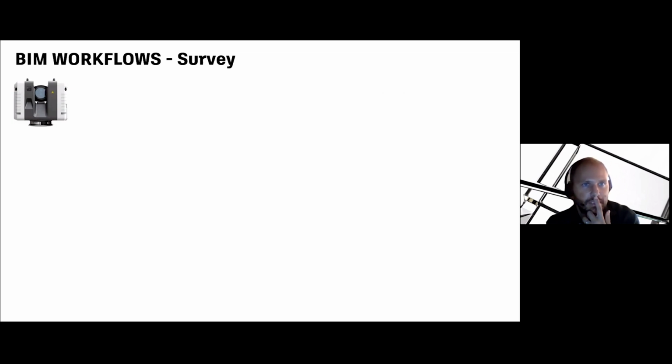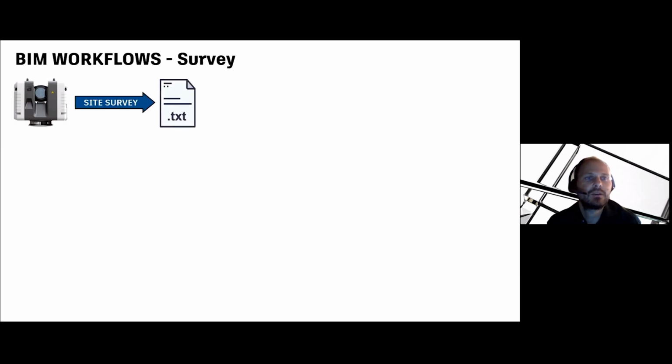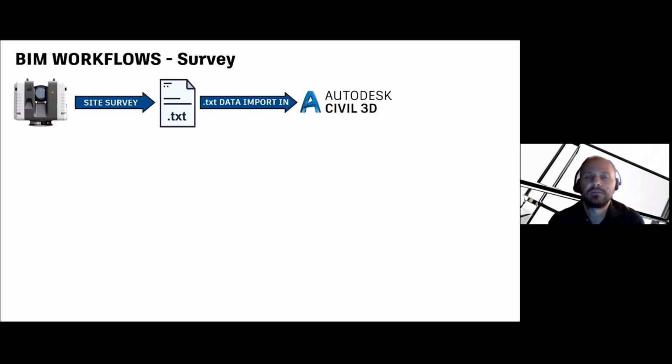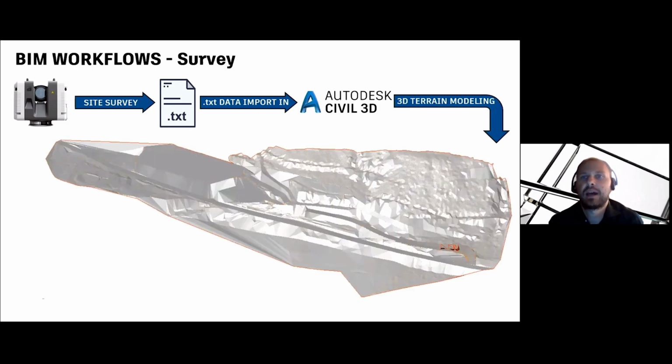So let's start with the BIM workflow. For the survey, we just use a total station instrument for the site survey that gives us as an output the TXT file with all the information about the survey points. In this case, we imported the TXT file with all the information in the Autodesk Civil 3D software that can help us to have the surface of the 3D terrain modeling for the existing terrain.